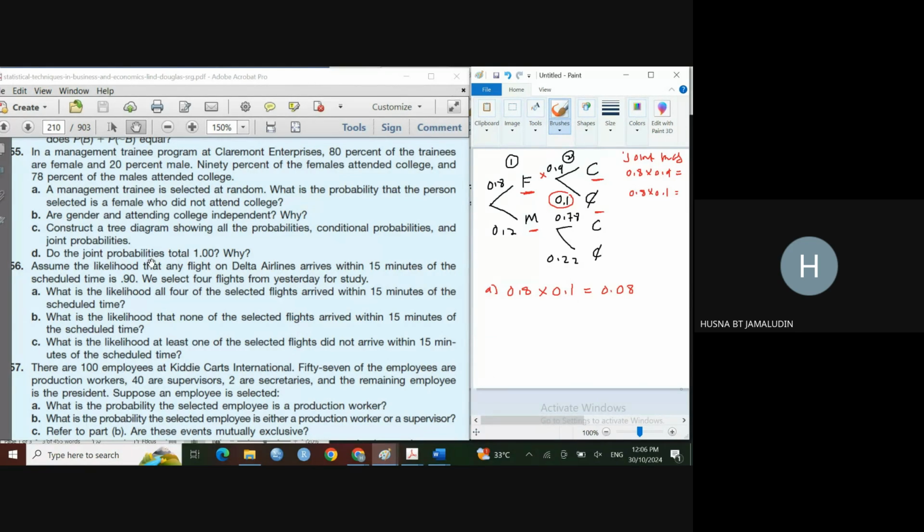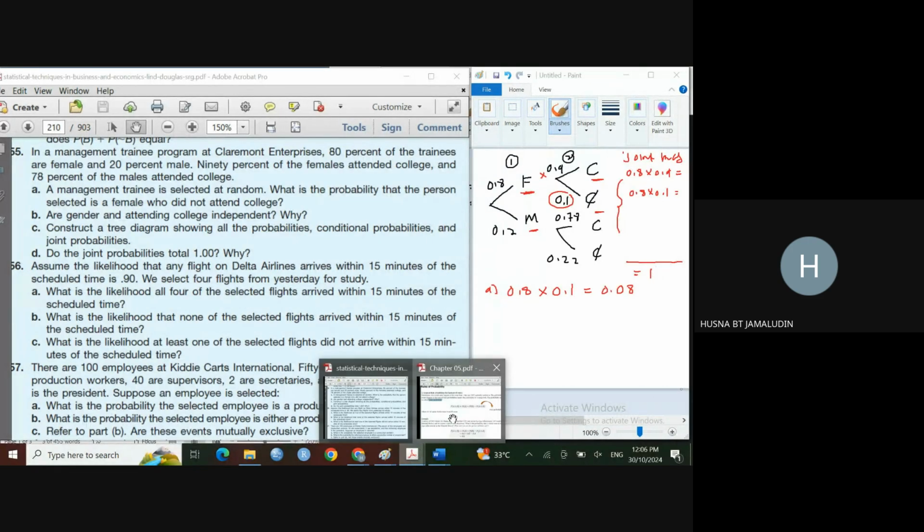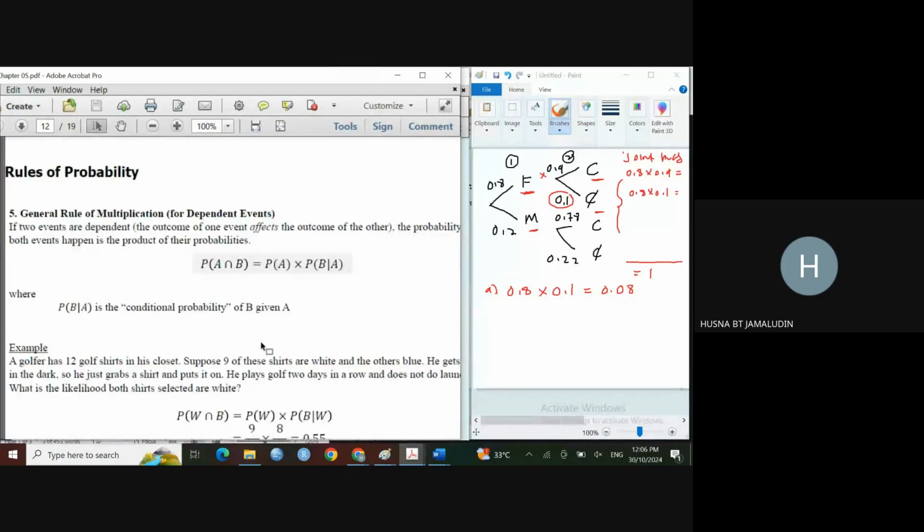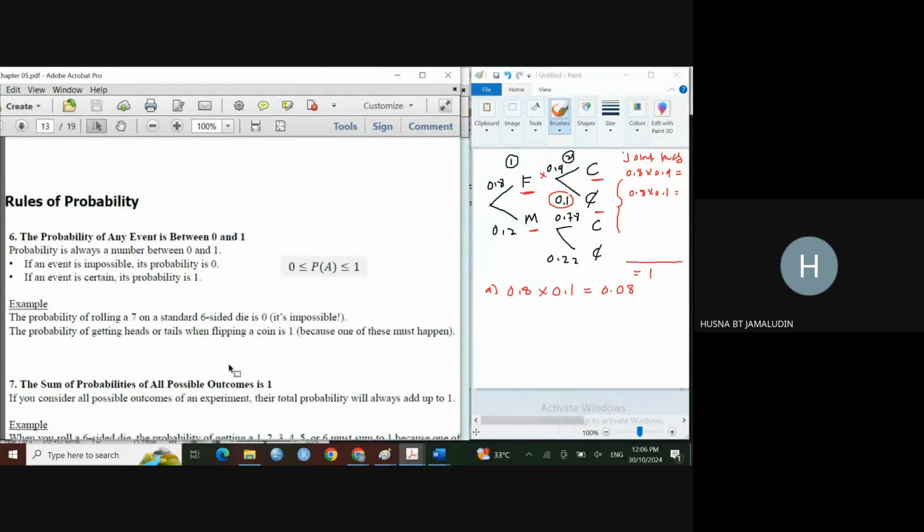So do the joint probability totals equal 1? What do you think? Yes. Of course, right? So remember, the summation of all these will equal 1. Why is that? Because if you refer to your notes, let me scroll down, it is rule number 6, if I'm not mistaken. Yes. So the probability of any event is between 0 and 1. So 0 is the minimum, I mean the lowest, which means that the event will not happen. 1 is the maximum or the total. You cannot go beyond this, okay?